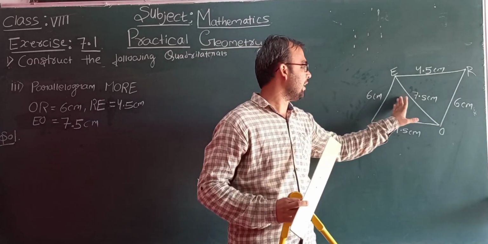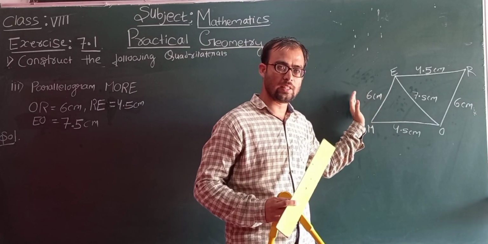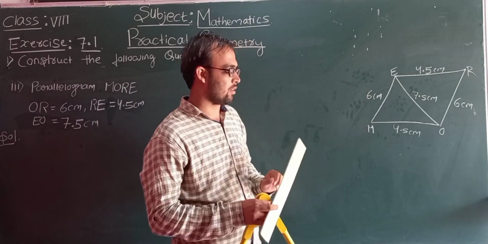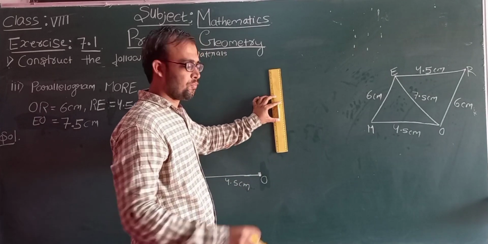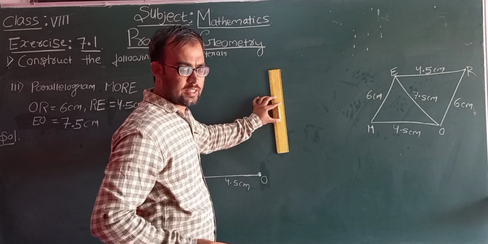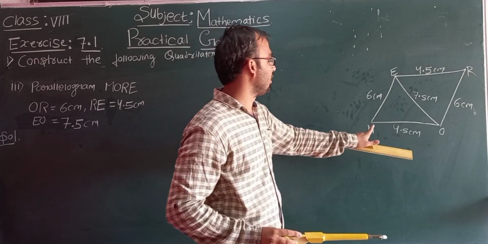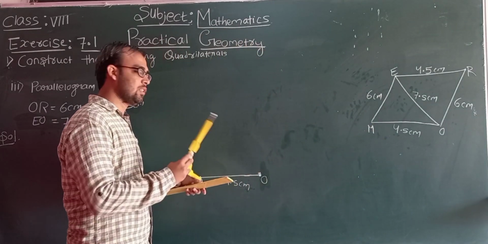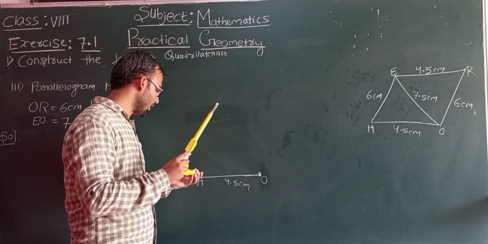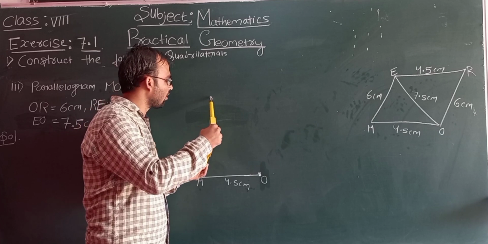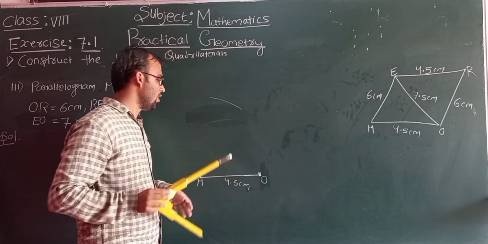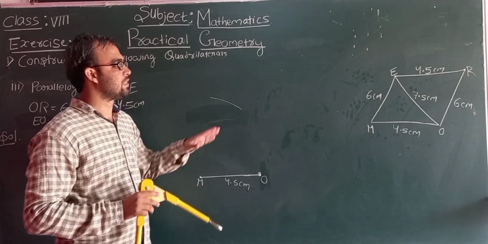Students, now what do we have to do? They have given the diagonal EO, so we have to construct this side. Look here. EM is how much? 6 centimeter. Now keep the scale and set the compass to 6 centimeter. Then with M as center, draw the arc of 6 centimeter. Students, assume that I have set the compass to 6 centimeter.